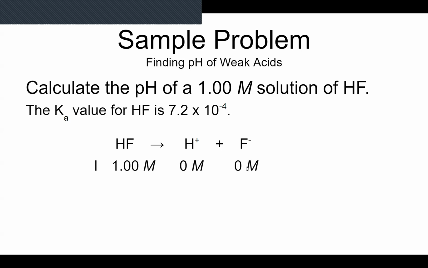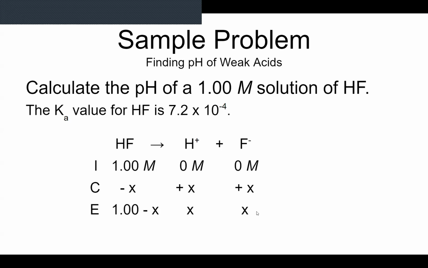To which side do we shift? Always for us, and especially in weak acid cases, it's going to be a shift right. Notice that the coefficients are all 1, so you don't need to worry about whether the coefficient is 2 and should I put a 2 in front of the x? No, it's all 1. So in the change line of the ICE table, minus x for the HF, plus x for H plus, plus x for F minus. And then, of course, in the equilibrium line, we're simply adding together the initial and the changes. So 1 minus x for HF, simply x for the H plus, and simply x for the F minus.